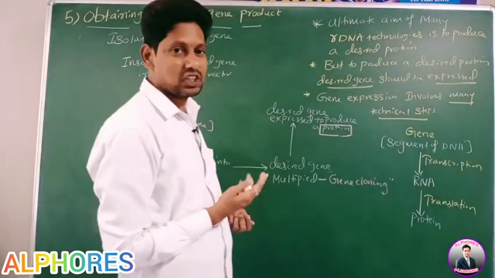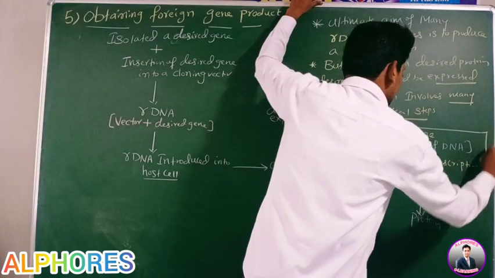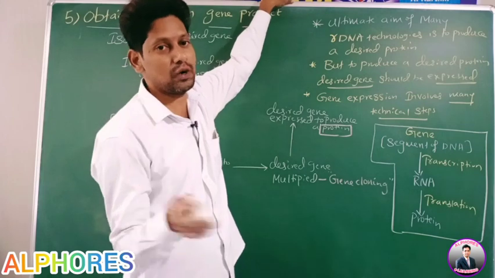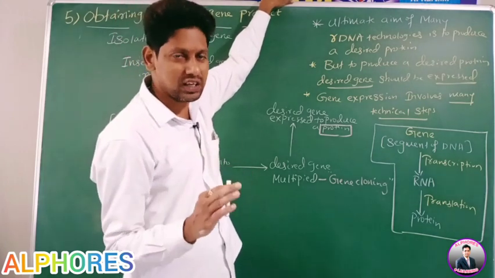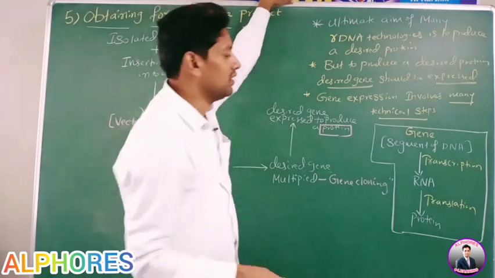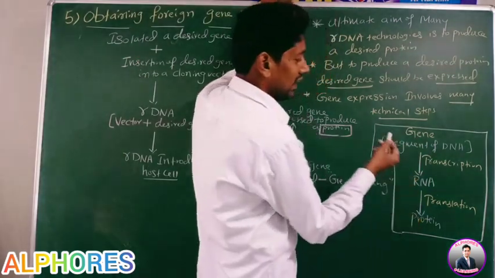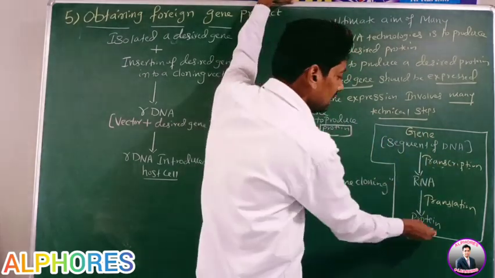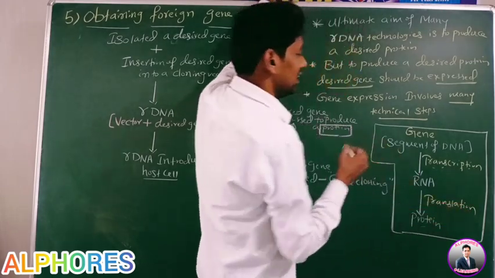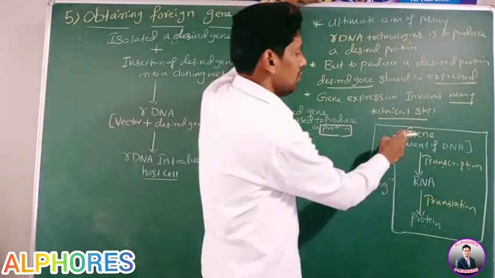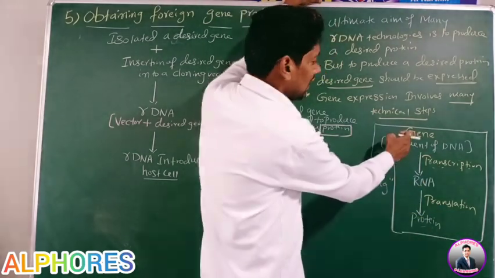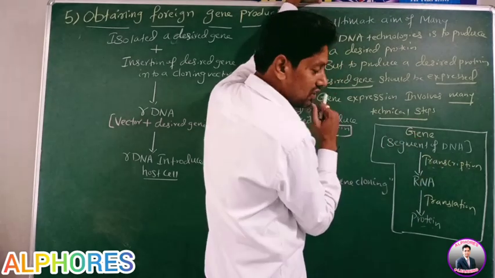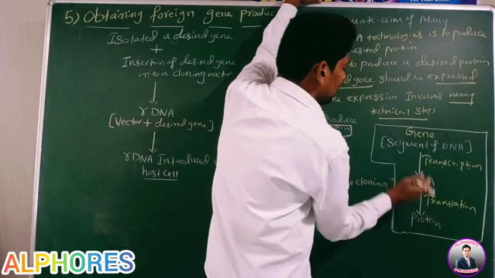Sir, we want gene expression. Where is gene expression? This itself is called gene expression. Therefore, gene expression means to produce a protein, but gene cannot produce protein directly. So gene produces RNA by transcription. This RNA in turn produces protein by translation.